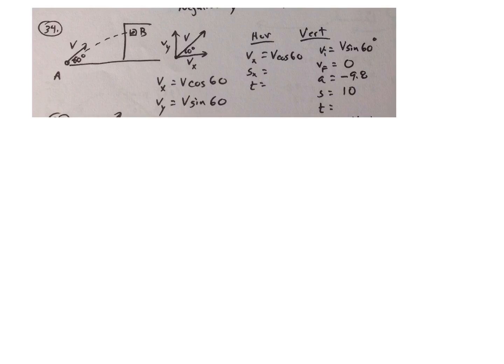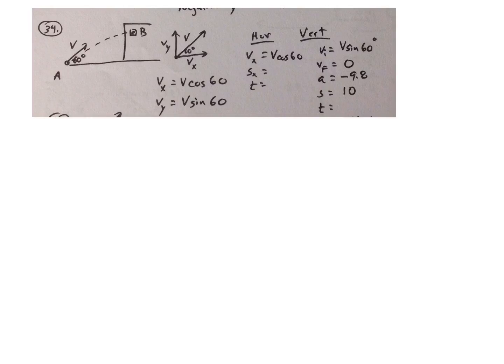Day 28, Honors Projectiles, problem number 34. Here's another example where you're going to have an expression for v sub x and v sub y, like with problem, I think it was problem 30. So it comes out the same way. It's actually the same angle. So we're using expressions for v sub x and v sub y using sines and cosines.